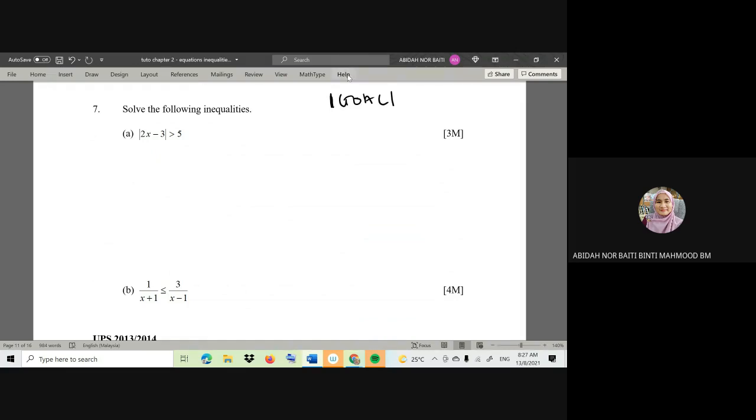Modulus at one side, so this is greater. Linear only, so it's easy. So 2x minus 3 greater than positive 5, or 2x minus 3 less than negative 5. One positive and another one is negative. Then we rearrange. Let x be at the left side. 2x greater than 8, so x greater than 4. 2x less than negative 3 minus 5, which is minus 2.